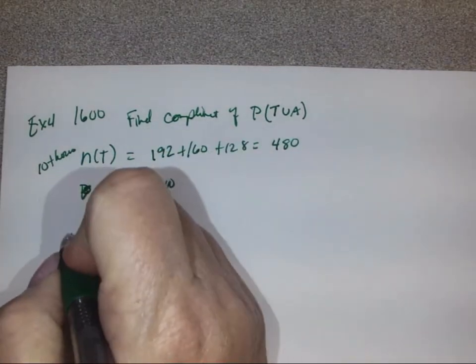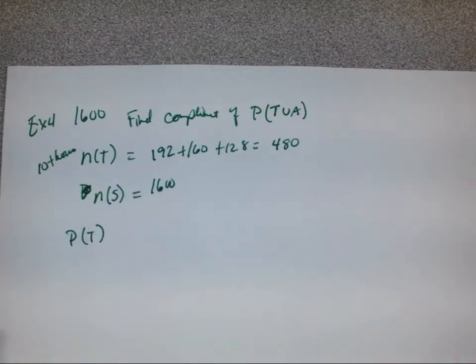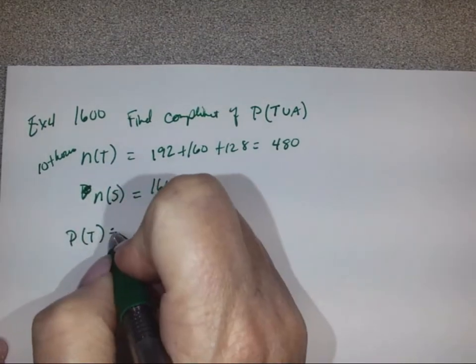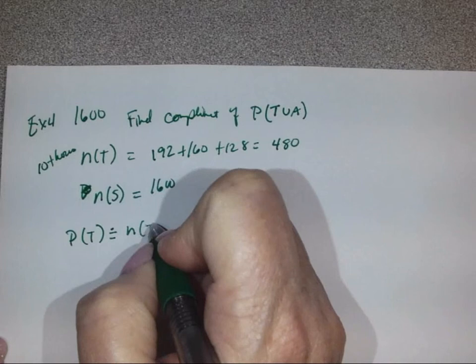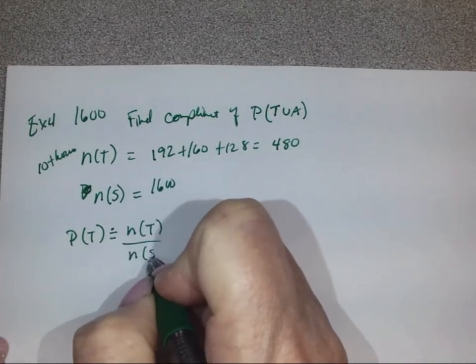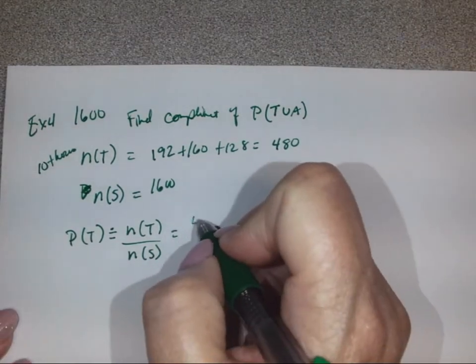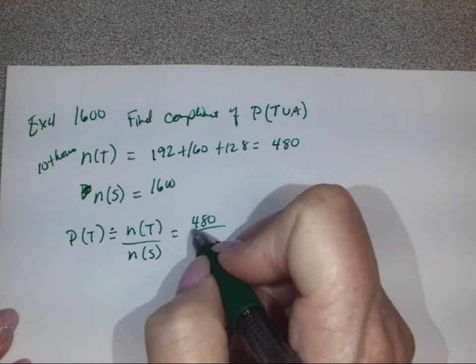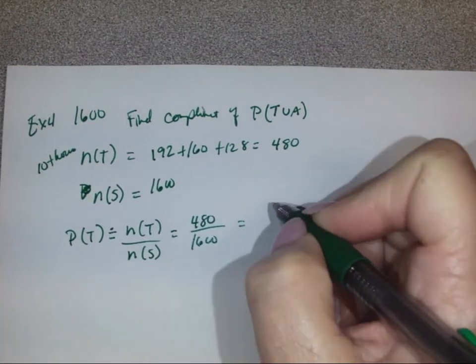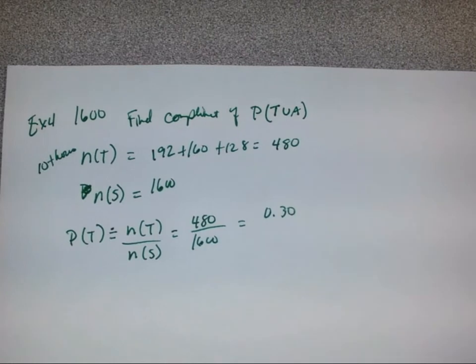Now, if we want to find the probability of the 10, it's going to be the N of T over the N of S, so the number of T over the number of your sample. And T is standing for the 10 plus hours. So that's going to be 480 over 1,600, which will be 0.30.